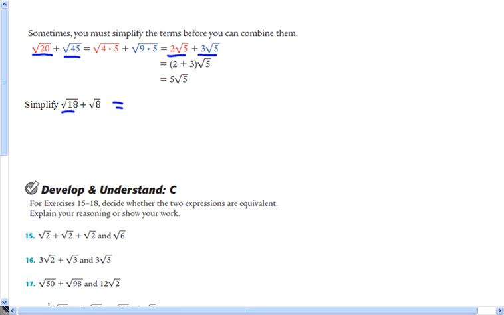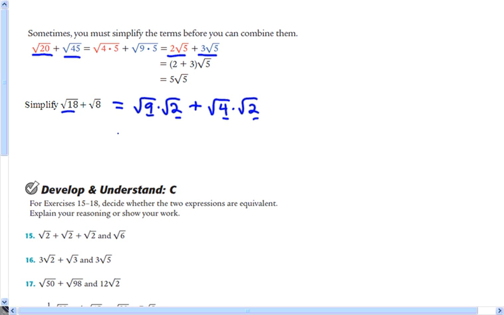Square root of 18, I hope you're getting better at this now. What is a perfect square factor of 18? That's 9. So instead of writing the square root of 18, we're going to write the square root of 9 times the square root of 2. And the square root of 8 also has a perfect square factor, which is 4. So notice 9 times 2 is 18, and 4 times 2 is 8.